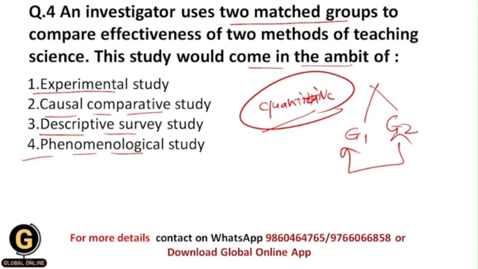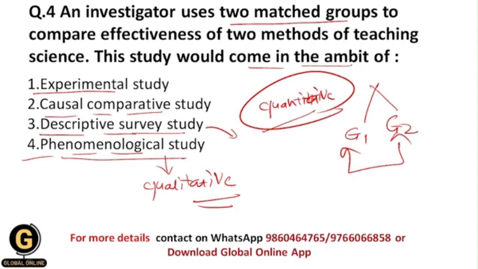But from these options, descriptive survey study is qualitative and quantitative, both mixed research method. But phenomenological study is qualitative, because within the phenomenological study we are going to study the lived experiences of the people, and for that we are going to study their qualitative characteristics. Okay, how a particular person has experienced a particular event or situation. So we are going to study all these kinds of things by using the phenomenological study, which is a qualitative research study. That's why this option is getting eliminated.